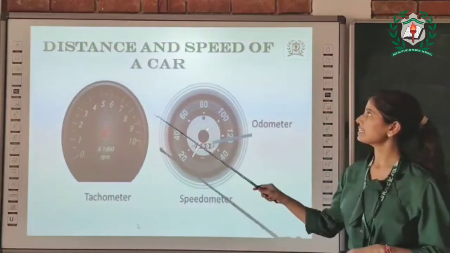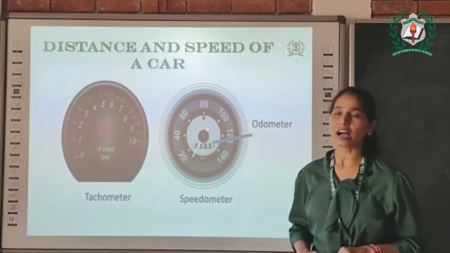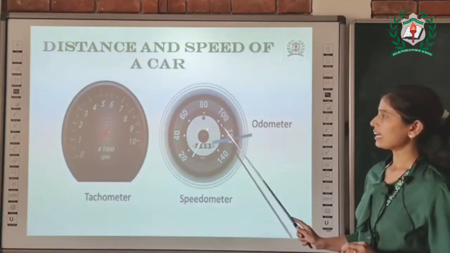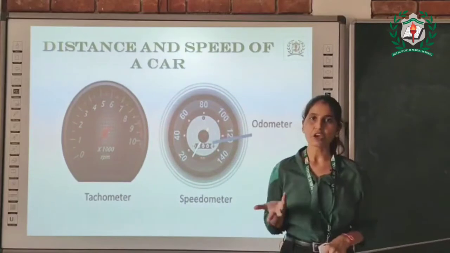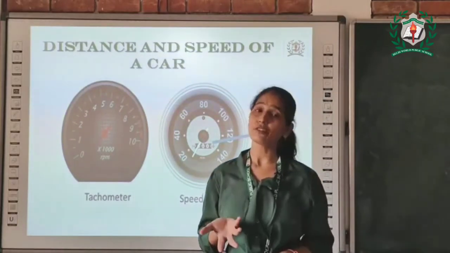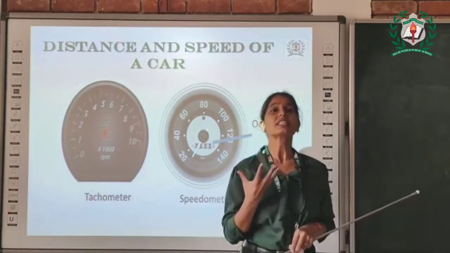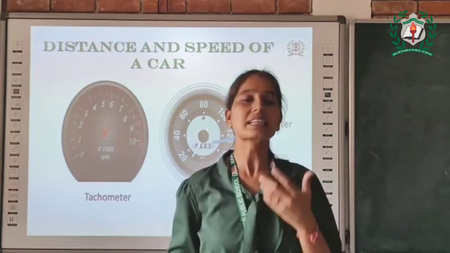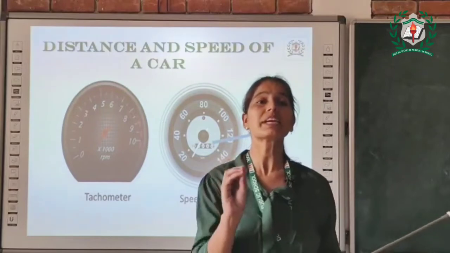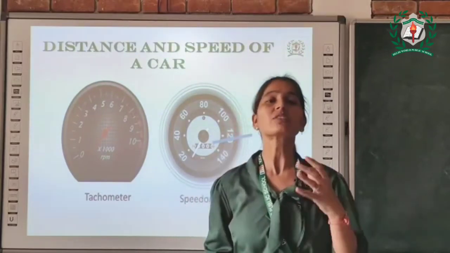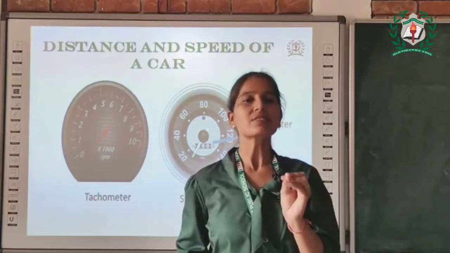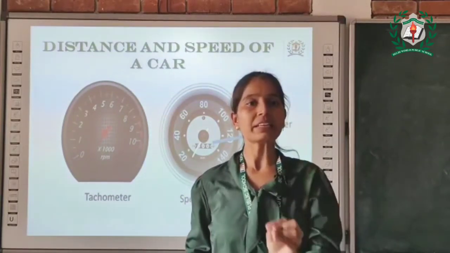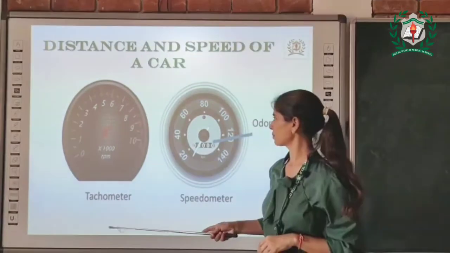Okay. Next is distance and speed of a car. This is a tachometer and speedometer, and it is very common in cars, if you have ever noticed. So what is a speedometer? It is a device which is used in vehicles such as cars and trucks, which measures the speed in kilometer per hour. And what is an odometer? It is a device which measures the distance traveled by a vehicle in meters or kilometers.